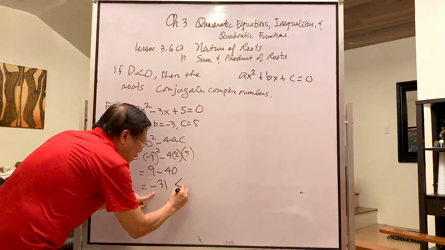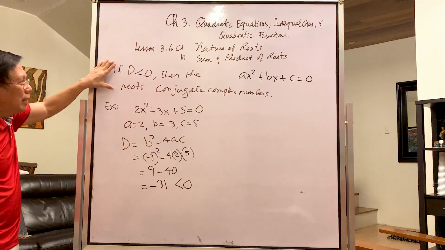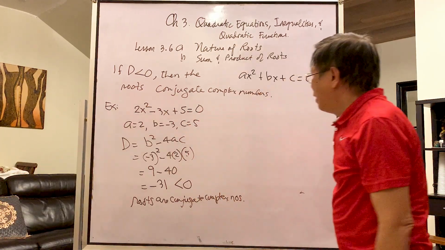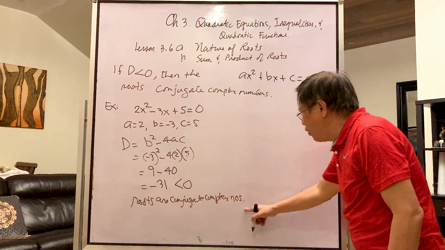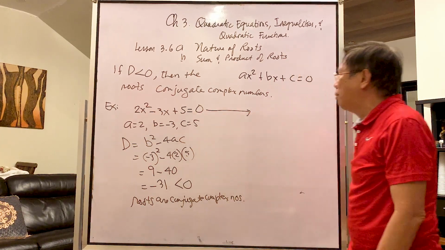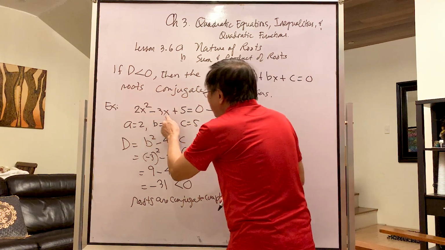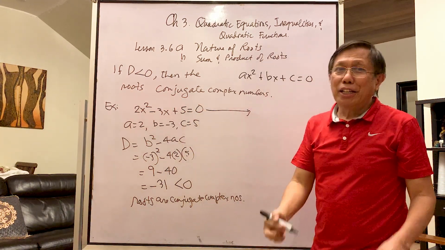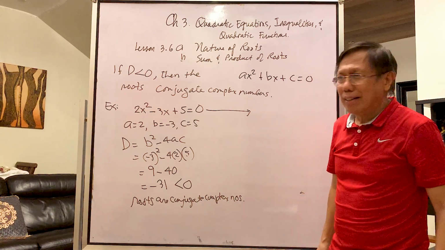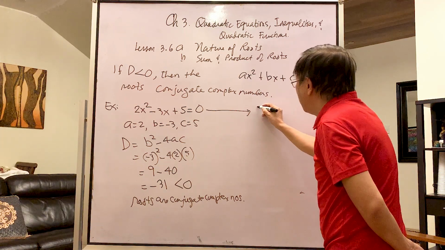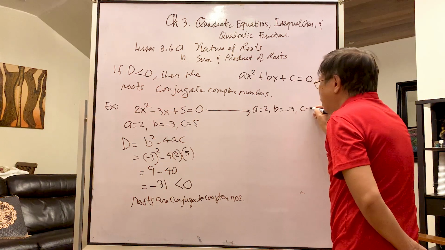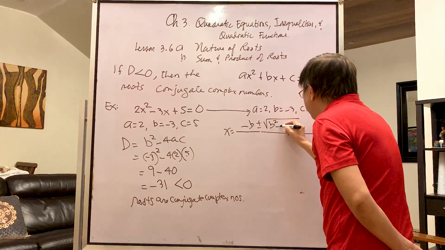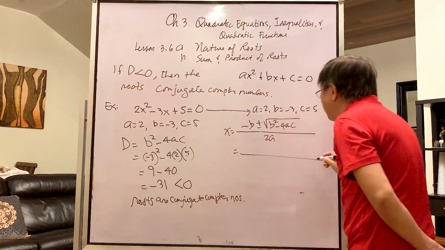Note that negative 31 is less than 0. From this property, our roots are conjugate complex numbers. Okay, let's show if the roots are really conjugate complex numbers by solving for the solution set of this equation. Note here that 2x squared minus 3x plus 5 is not factorable. So this quadratic equation may be solved using either completing the square or using the quadratic formula. Here, it's convenient for us to use the quadratic formula where a equals 2, b equals negative 3, and c equals 5. Substituting in the quadratic formula, negative b plus or minus square root of b squared minus 4ac all over 2a, we have the following.